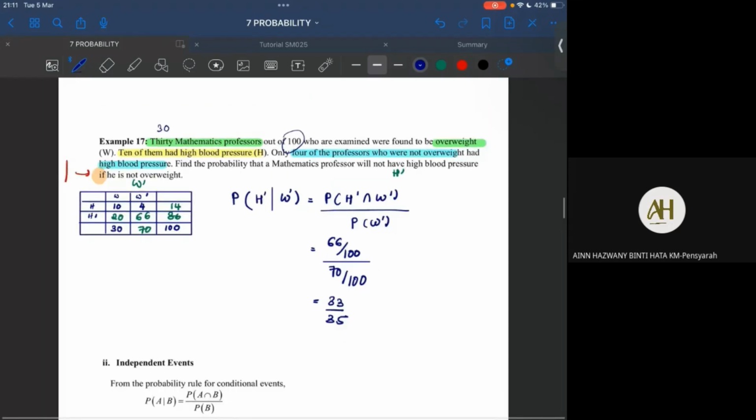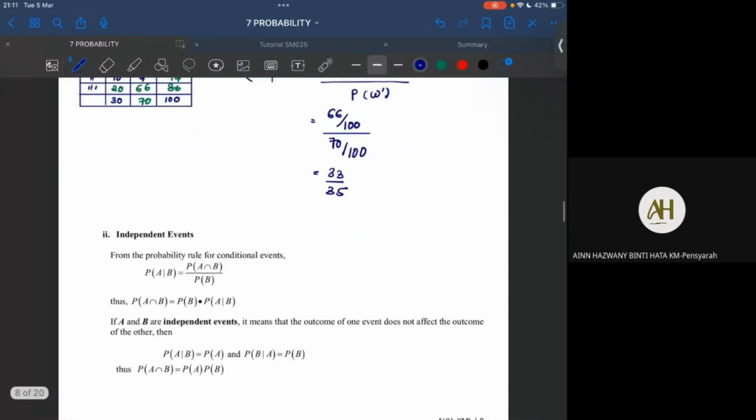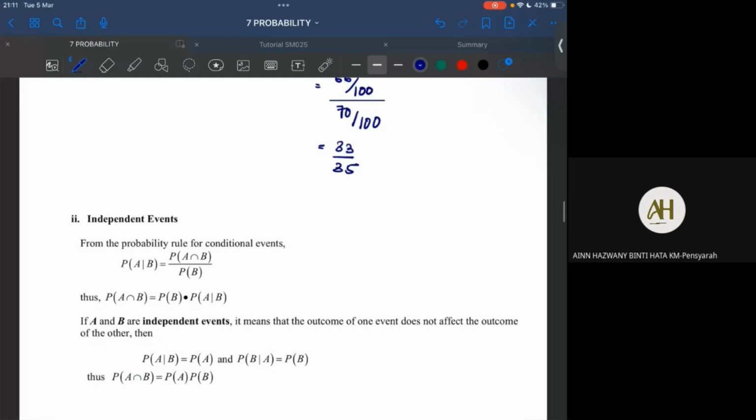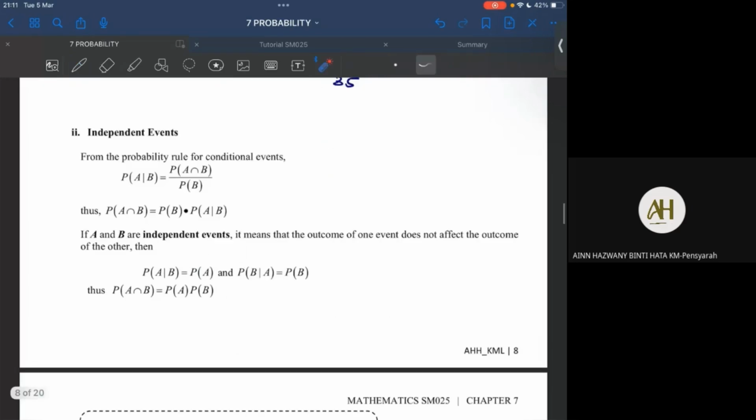Okay. Belum berhenti lagi. Sikit je saya nak terangkan tentang independent event. Kita teruskan sikit je lagi supaya esok kita terus boleh ni.